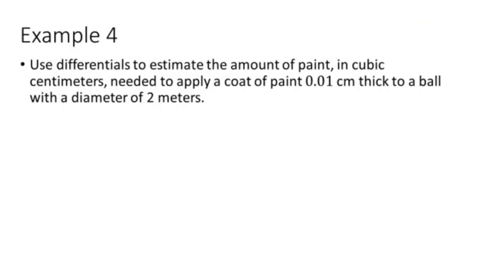Next, we're going to use differentials to estimate the amount of paint in cubic centimeters needed to apply a coat of paint that is 0.01 centimeters thick to a ball with a diameter of 2 meters. Since we are applying a coat of paint to a ball, that is going to cause a change in the volume of that ball. So the amount of paint we would use, being measured in cubic centimeters, would be the change in volume, which we can approximate using the differential dV.